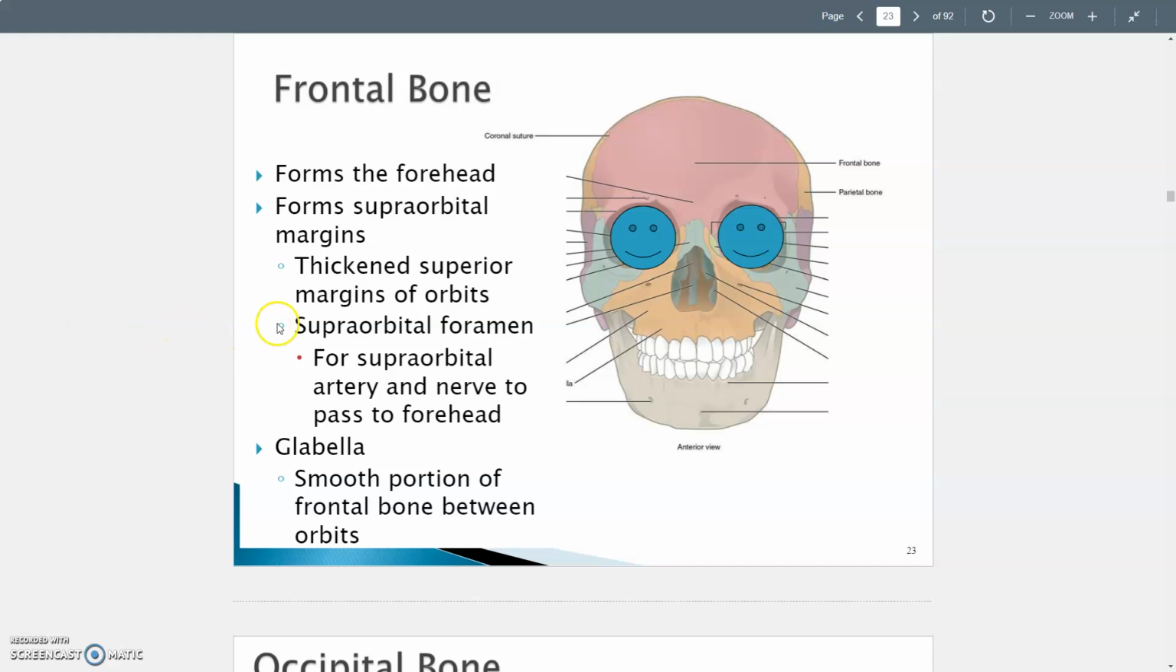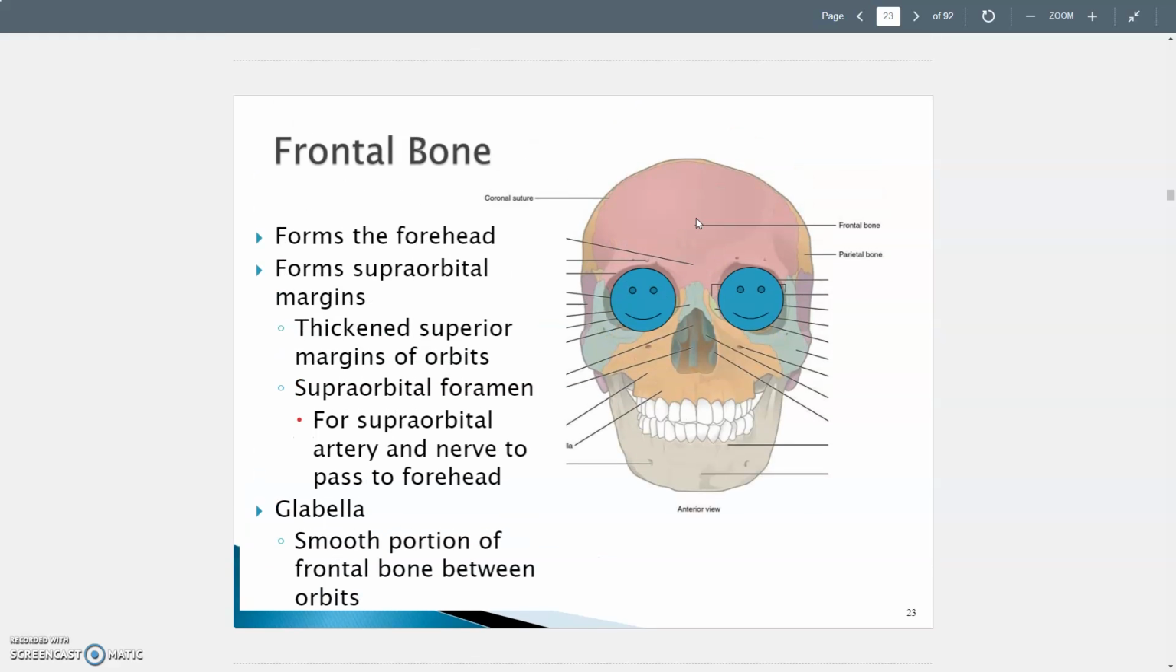In this slide, we will go more in depth on the frontal bone. Essentially, the frontal bone makes up the forehead. It also forms the supraorbital margins, which is the thickening of superior margins of orbits. Another important term to mention is the glabella, which is the smooth portion of the frontal bone between orbits. And this is the same picture from the last slide.